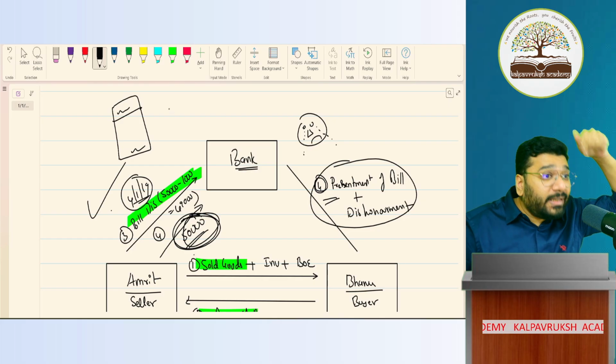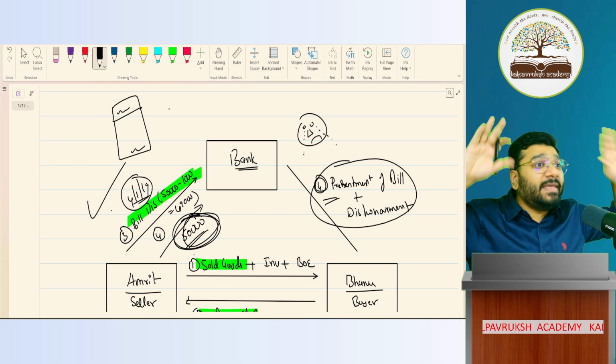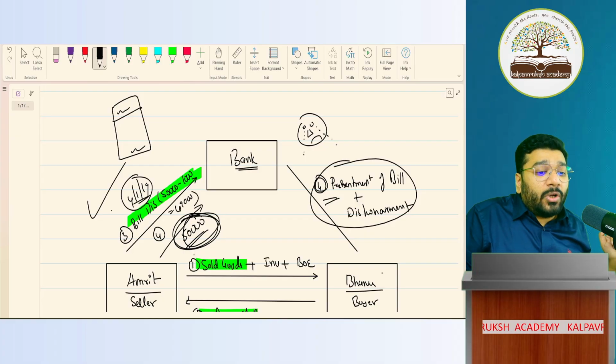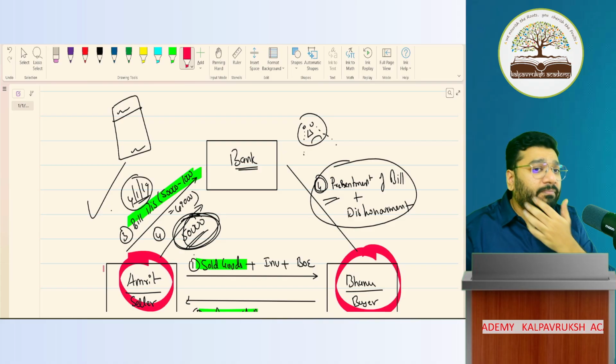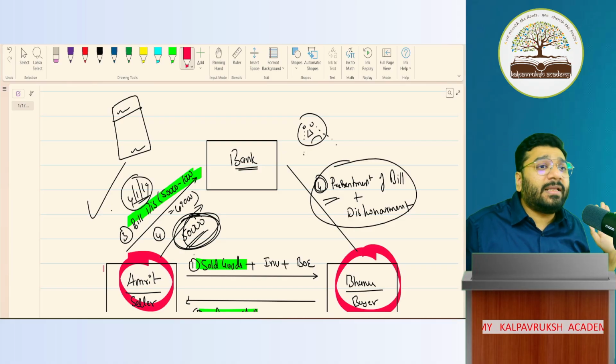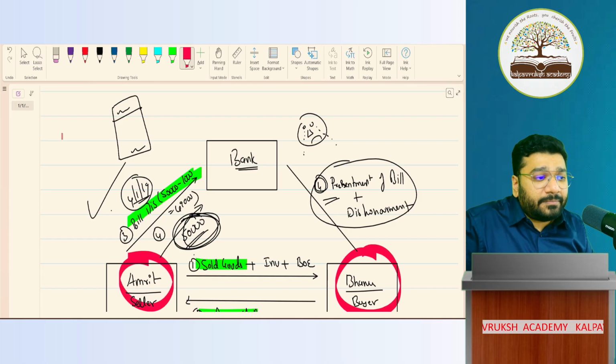Because on the date of maturity, the banker needs money, either way, he needs money. Either the money is going to come from Bhanu, or if Bhanu is not paying, Amrit has to pay. If Bhanu is not making the payment, Amrit has to make the payment. But the banker will receive the money that day. Got it? Not got it?